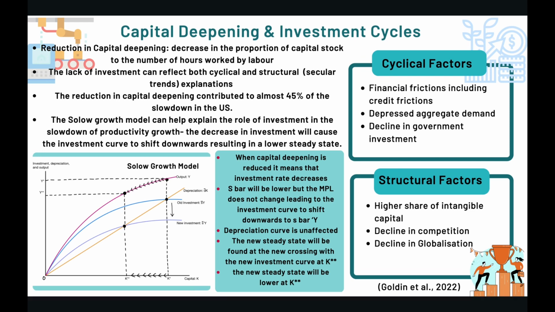Explanations include cyclical factors such as the financial crisis leading to financial frictions, depressed aggregate demand, and a decline in government spending. Additionally, structural explanations include higher share of intangible capital, decline in competition, and globalization. The Solow growth model can explain the impacts of decreasing investment. For example, as the investment rate decreases, s-bar falls, leading to the investment curve shifting down, resulting in a lower steady state.